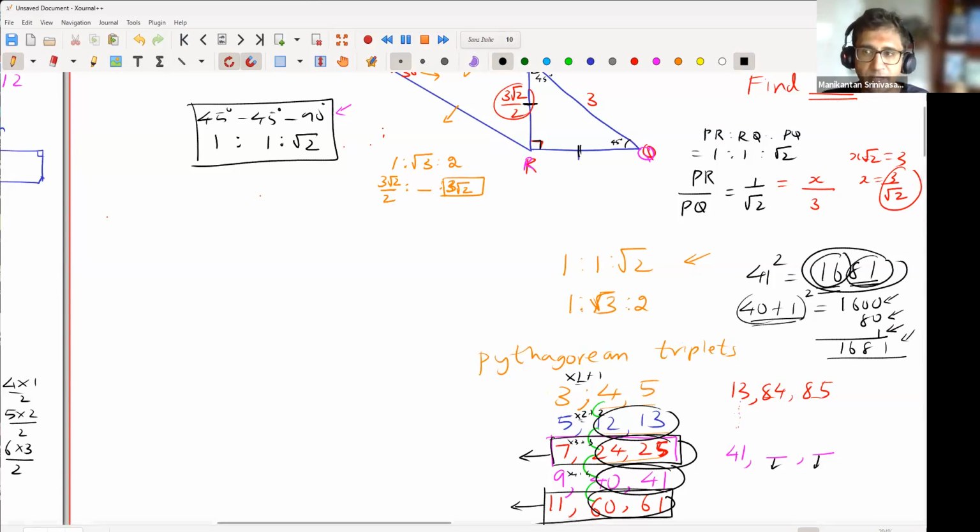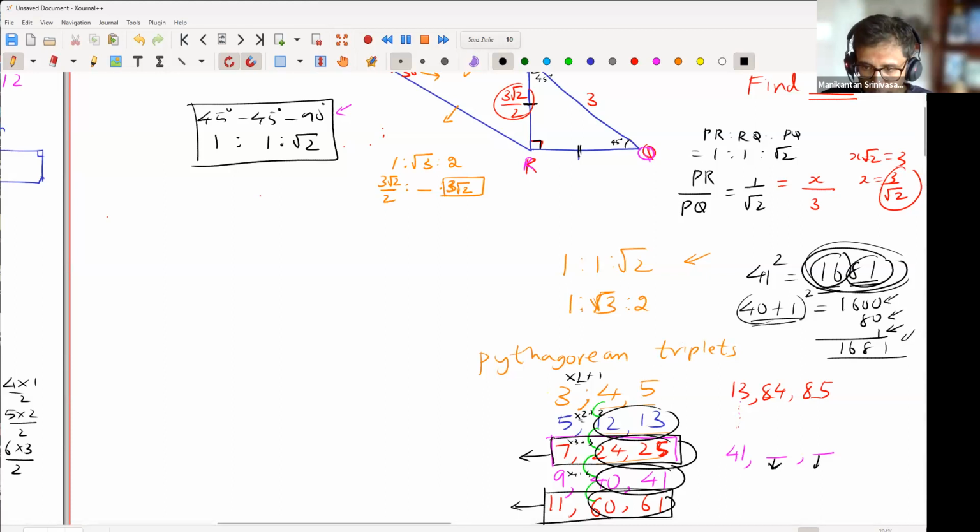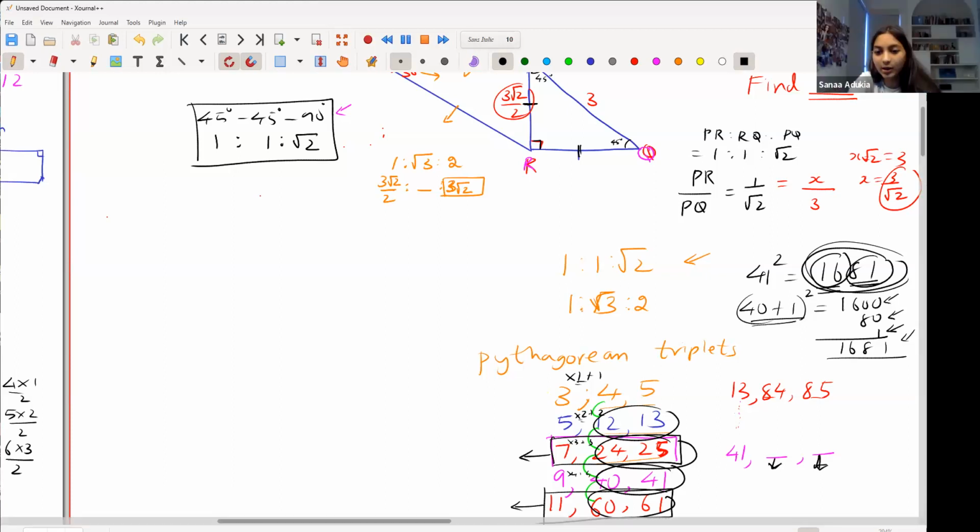81 also happens to be a perfect square. The full number 1681 also happens to be a perfect square. It's just a rare occasion like that. It's just a coincidence. Okay. Now back to Sana. Sana, you were going to complete what these two numbers should be in the triplet. We start off with 41. This should be 840 and 841.